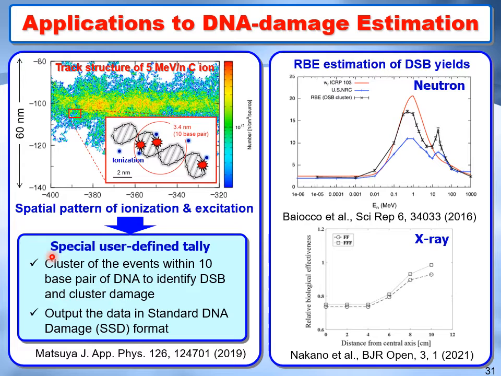of DNA to identify the double-strand break (DSB) and cluster damage, and output the data in standard DNA damage (SDD) format. In addition, PHITS has been used for the RBE estimation of DSB yields for neutrons and X-rays. These applications are rather new, and more progress is expected in the future.